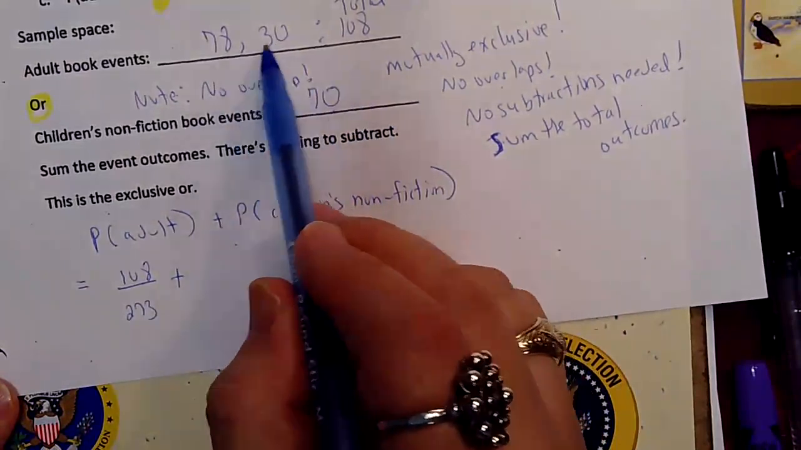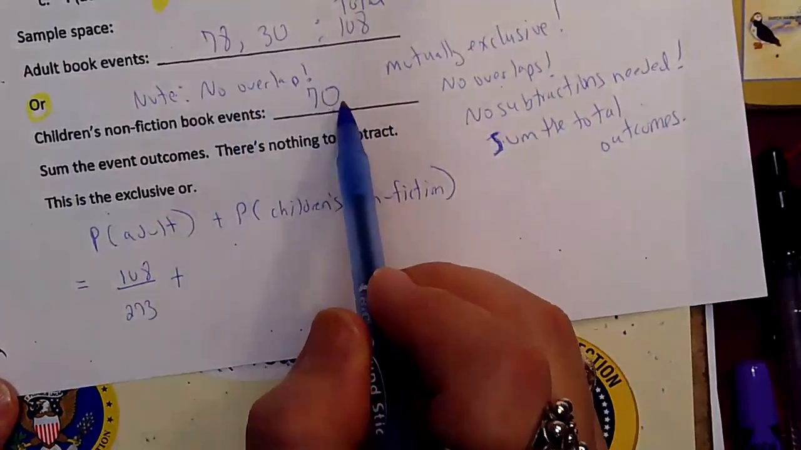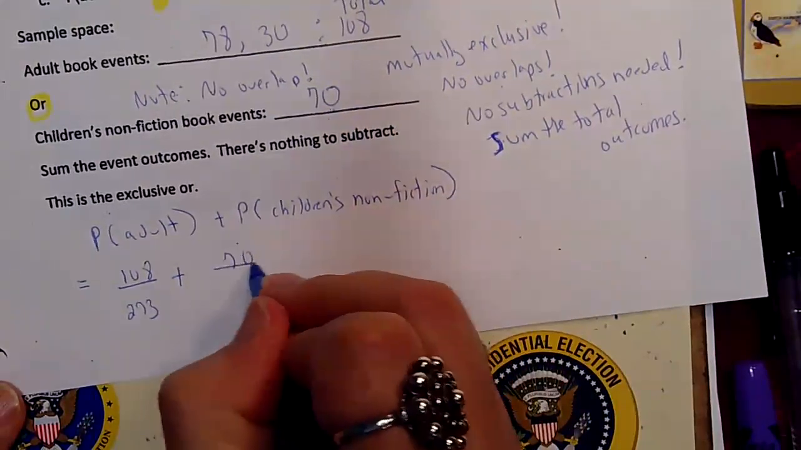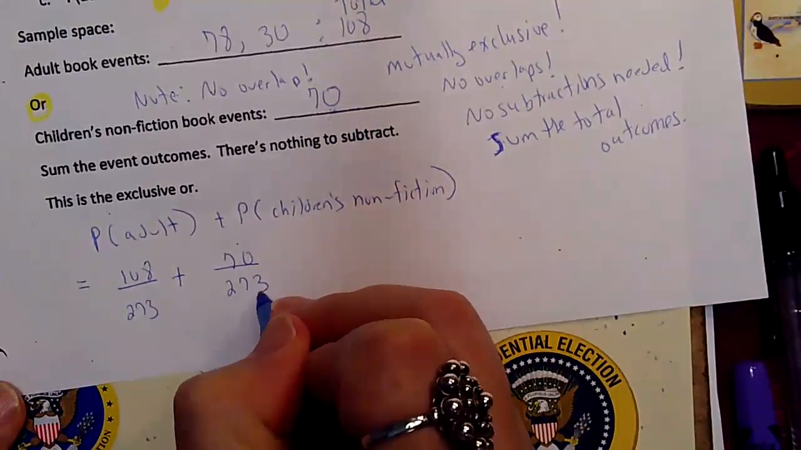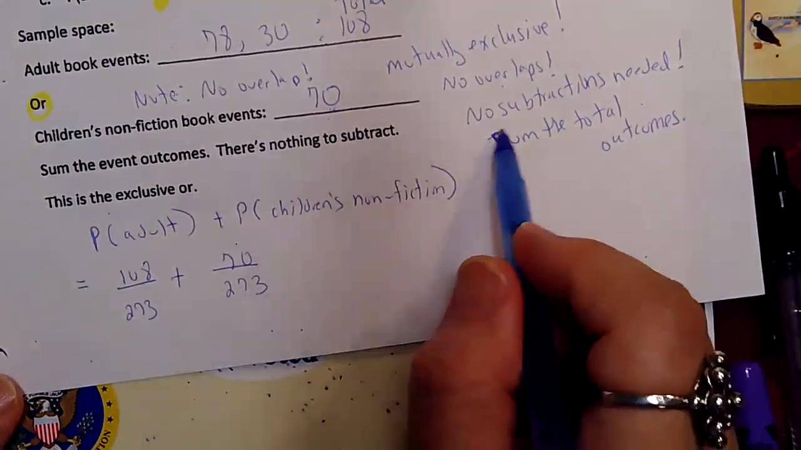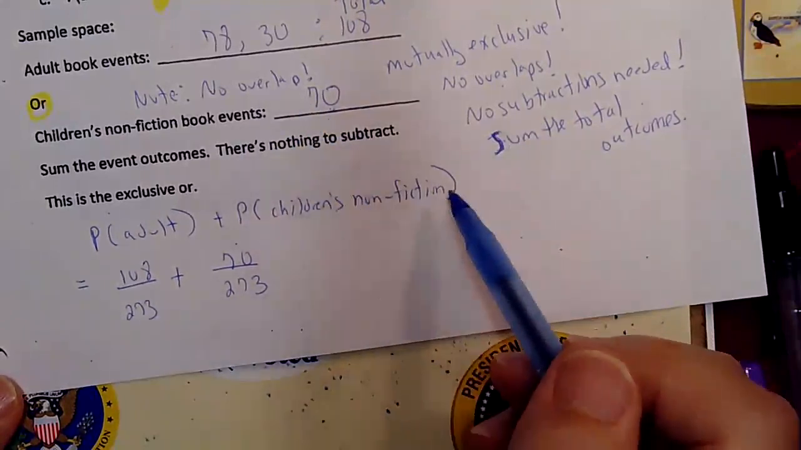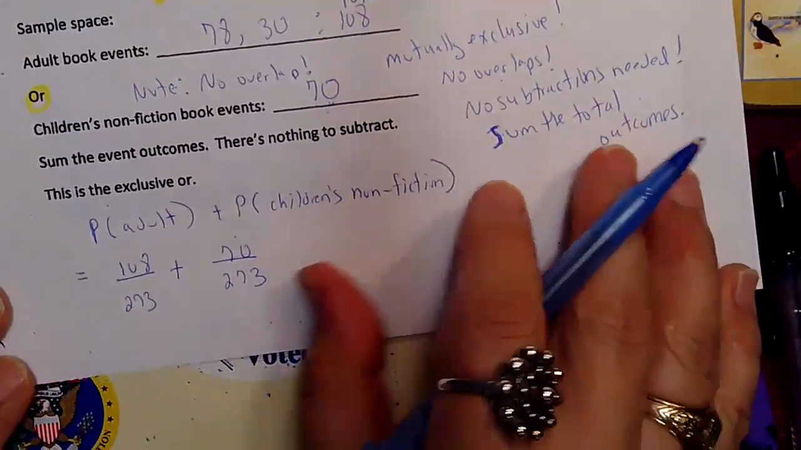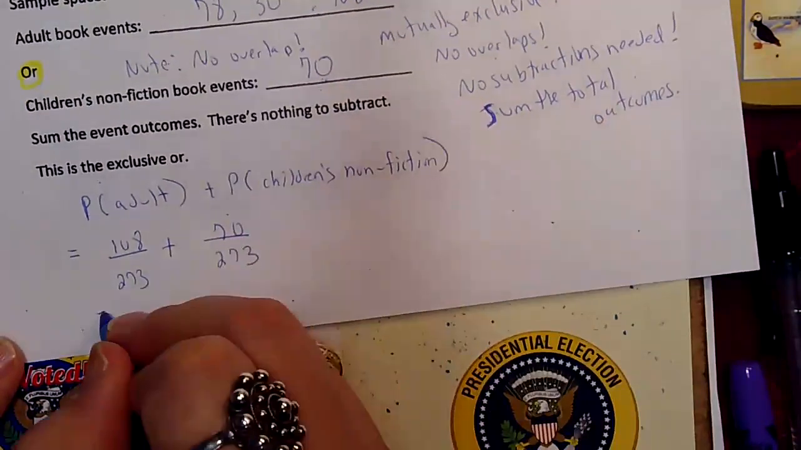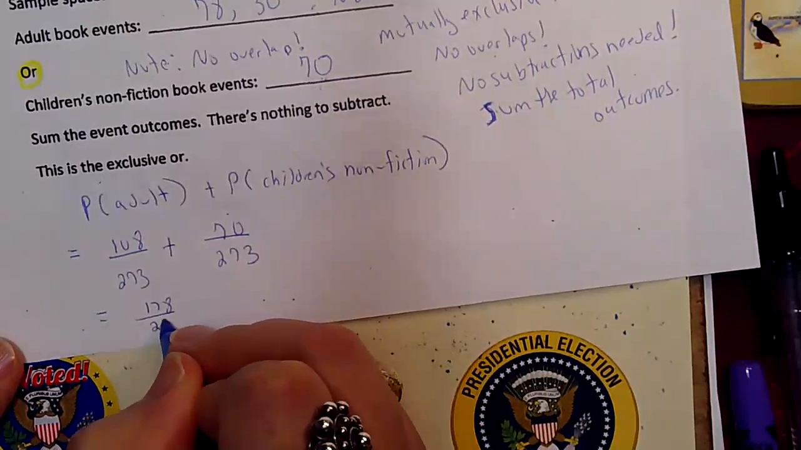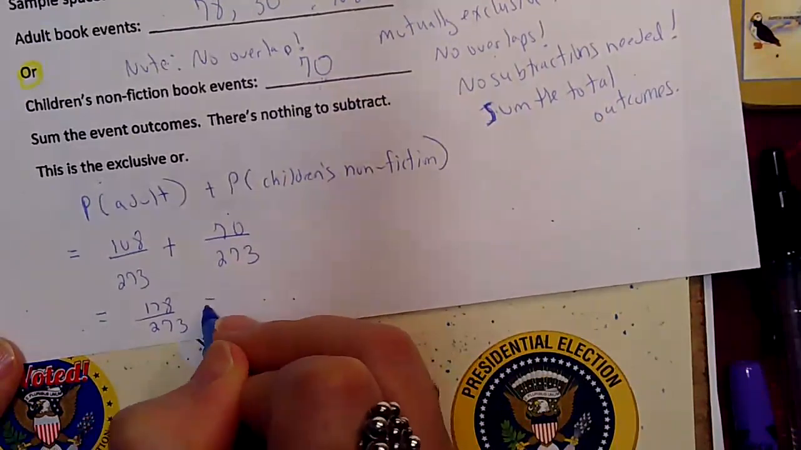So here I added these, that's 108. Here it's just 70. Okay. But then that's it. There's nothing to subtract. There's no overlap. So there's no adult and children's books. There's no intersection. So when I add those up, this gives me 178 over 273.